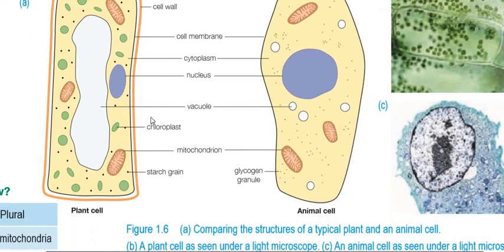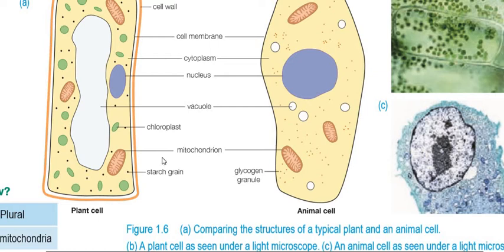Then we have the chloroplast. The chloroplast contains chlorophyll, and it's also known as the site of photosynthesis. So if you have a question in your exam, what is the site of photosynthesis? Name the site of photosynthesis. It's the chloroplast. The chloroplast is the site of photosynthesis.